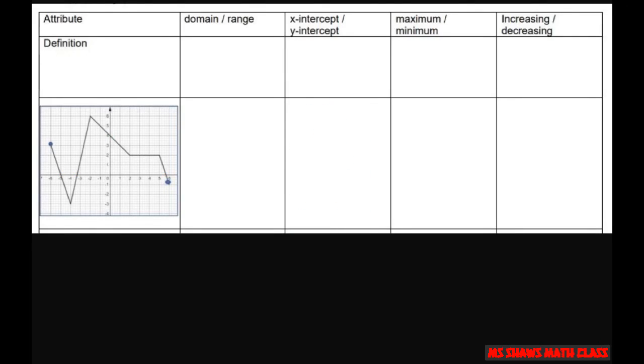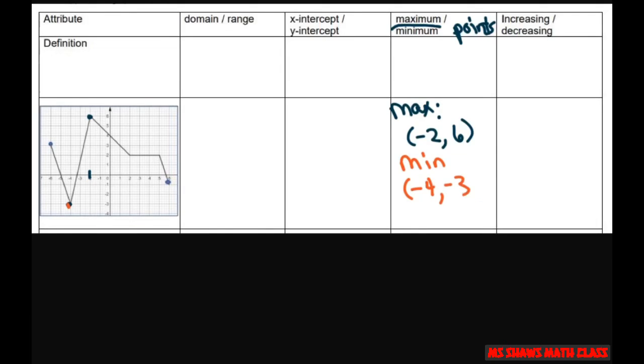Okay. Now your min and max. We're going to just do the points, the ordered pair. So this is going to be your minimum value, and this is going to be your maximum. Let's do maximum first. So maximum is here. So that's -2, 6. And your minimum is here. So that's going to be -4, -3.